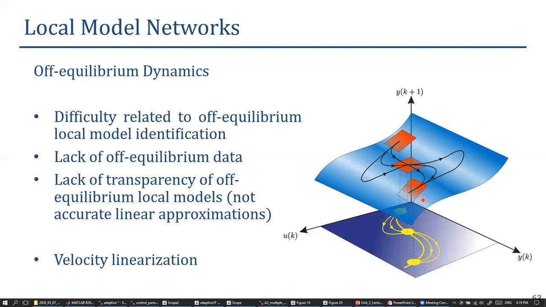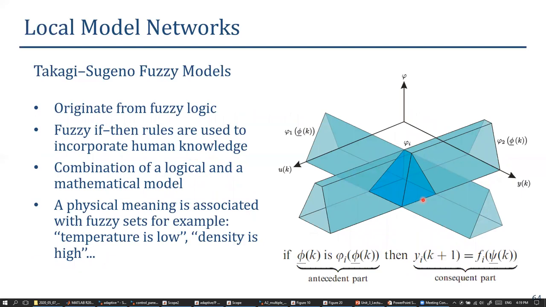Okay. Now, let's talk about Takagi Sugeno fuzzy models, right? So the fuzzy models, what I want to say today is there are multiple model networks, there are local model networks, there are neural networks, for example, radial basis function networks, they are Takagi Sugeno fuzzy models, and all of them, they are the same thing. The only difference is what kind of local models do we have and what kind of validity functions do we have. So if we take a look at the local model networks, and instead of Gaussian bells, we take the validity functions that look like this, right?